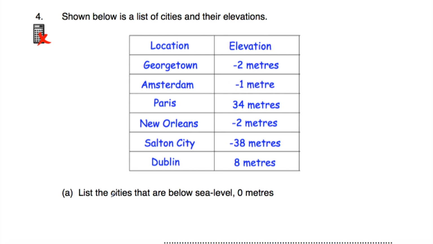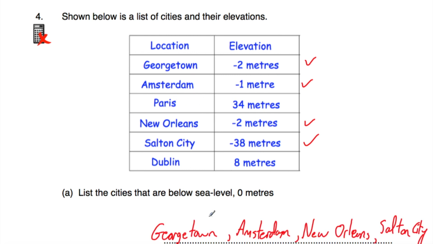And part A says, list the cities that are below sea level, 0 meters. So we're looking for the cities that have an elevation that is negative, in other words, it's below sea level. So the cities will be Georgetown. That's going to have an elevation that's below 0. Amsterdam, New Orleans, and Salton City. All of those cities have elevations that are below 0, so they've got elevations that are below sea level, whereas Paris and Dublin, as you can see, are above sea level. And that's it. So I've just listed the cities: Georgetown, Amsterdam, New Orleans, and Salton City.